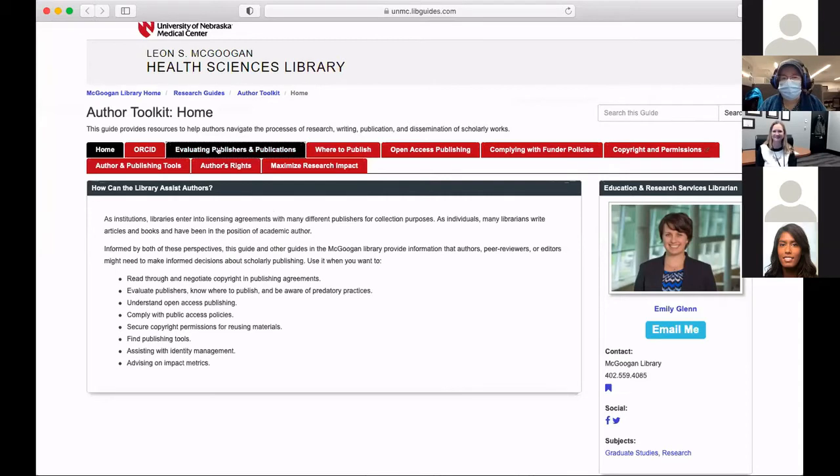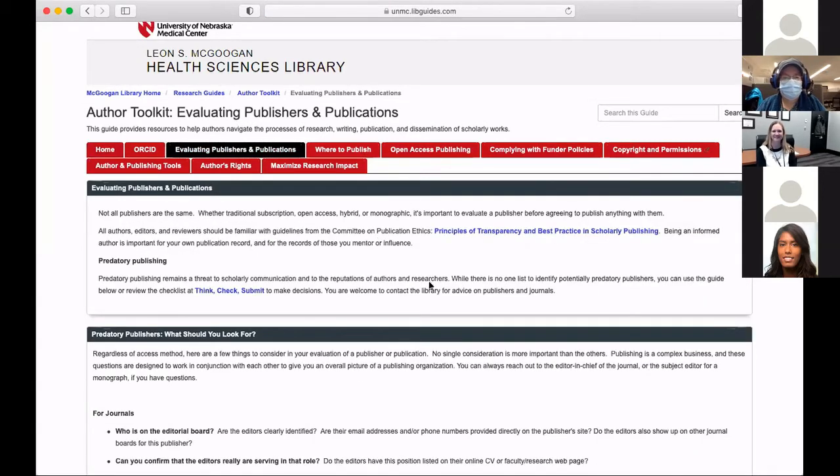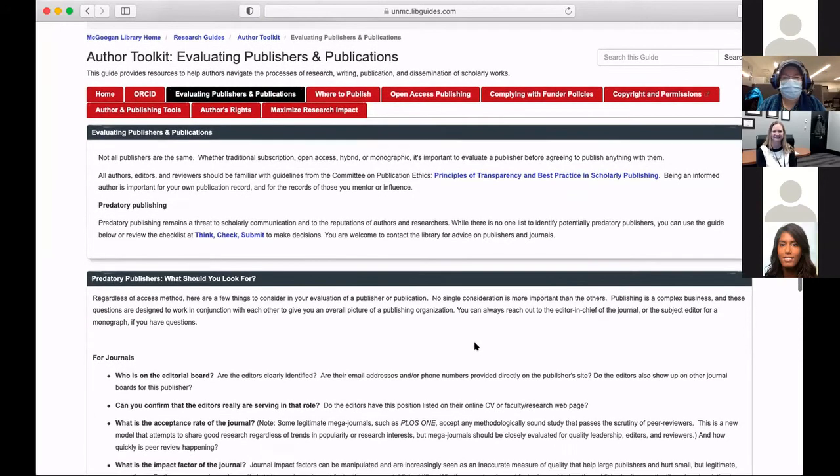So evaluating publishers and publications is one of the things on the author toolkit. Take a look at some of these other things that are available for you. You're wonderful, hardworking authors. You need to know what we've collected for you. Okay, so one of the things that we've got is Think, Check, Submit. You can go through and make your decision process. It takes you through the steps, what's going on. No one site is going to say it's good or bad. It's kind of like buying a car. It's going to say, what does it have that's going to serve you?